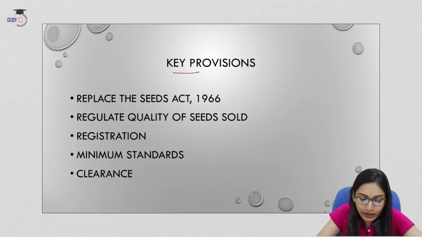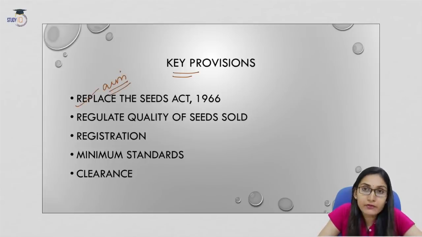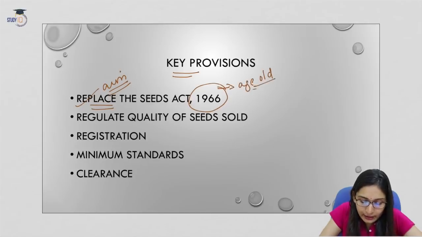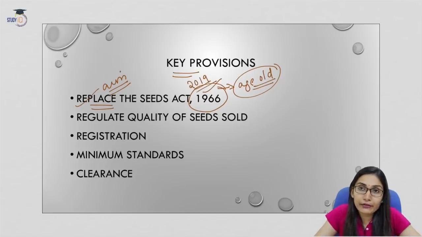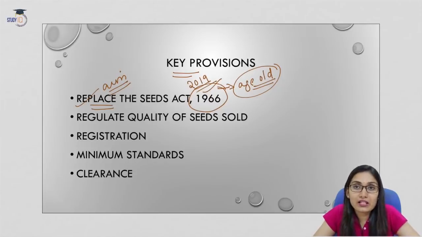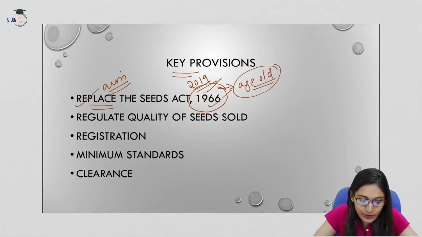So let us see what the key provisions of this bill are, beginning with the aim of the bill. The aim of the Draft Seeds Bill is to replace the Seeds Act of 1966. This is an age-old act. The act was passed in the year 1966 and now it is 2019. Over this period, agriculture has undergone tremendous revolutions, tremendous changes. So, in order to comply with the changes that have taken place in the agricultural sector, the government is planning to replace the existing Seeds Act, which was initiated in 1966. So the objective of this bill is to replace the Seeds Act of 1966.